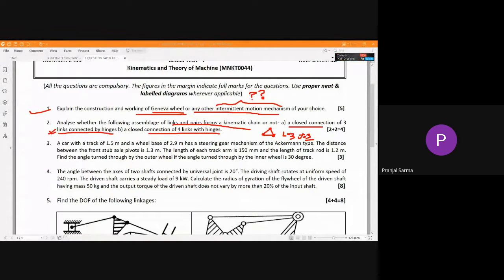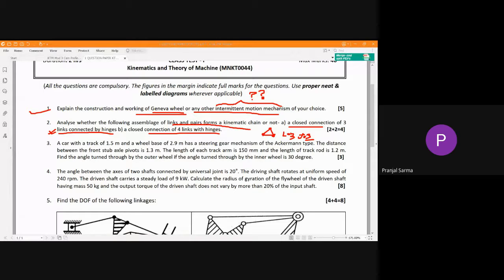Hello, am I audible? I hope I am audible. Okay, so out of these two, is there any kinematic chain? I think the second one will come as a kinematic chain. Okay. Next question was one small problem with respect to your steering gear mechanism, right?